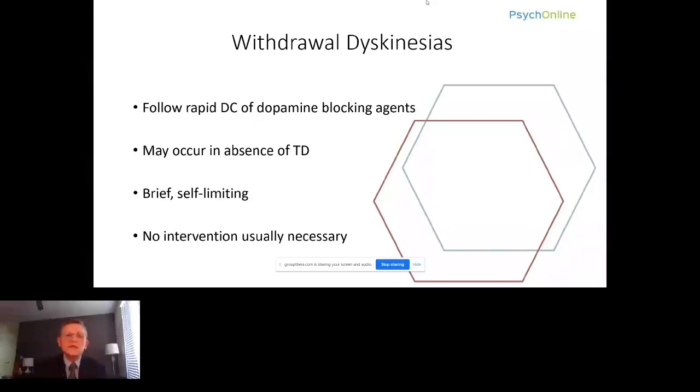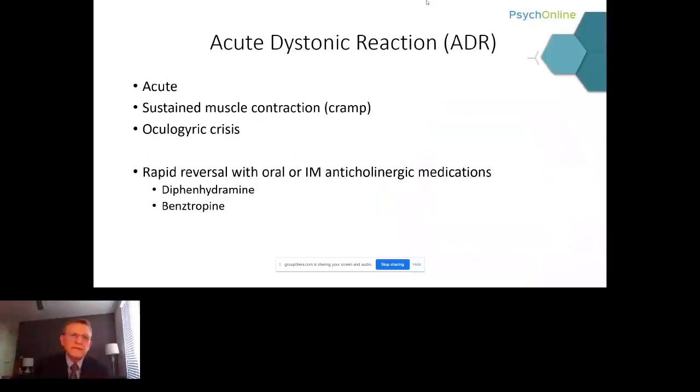Happily, these are usually brief and self-limiting and no intervention is necessary. I mention it because you have a patient who's not having a dyskinesia, you stop the medication, it appears. You don't want to necessarily just put them right back on the medication to block it. What you want to do is give it a few days to see if it goes away because over 80% of the time, that's what's going to happen.